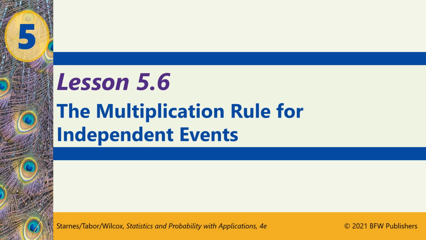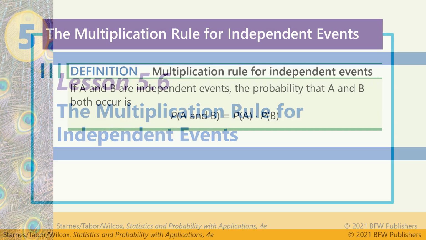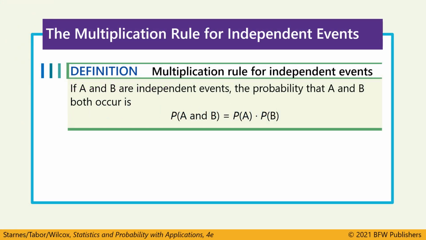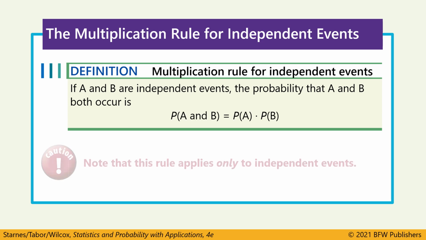Section 5.6, the multiplication rule for independent events. In the last section, we talked about the multiplication rule for events that were not independent, where one event affected the probability of the other. In this section, they are independent, and it gets a bit easier because we can just multiply their two probabilities together. This only applies to independent events where the probability of one event is not affected by something occurring or not occurring previously.